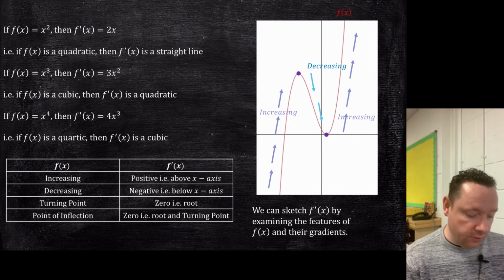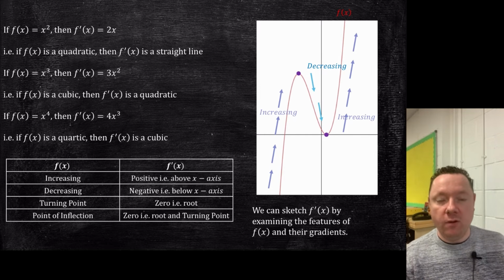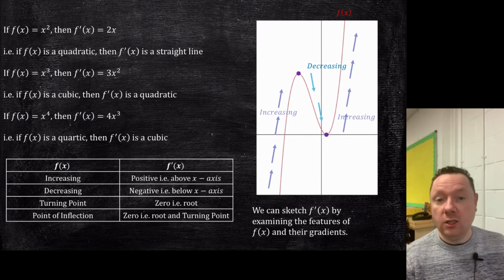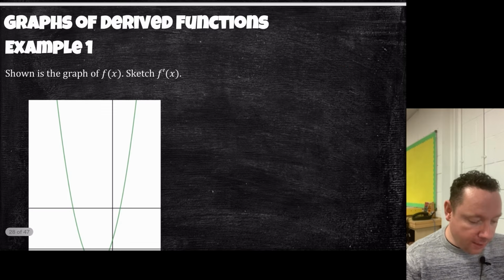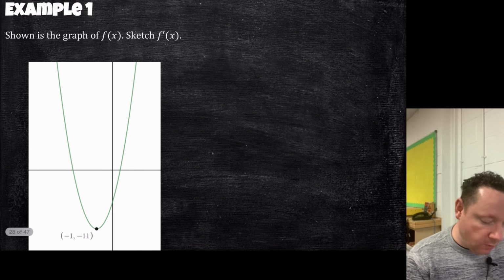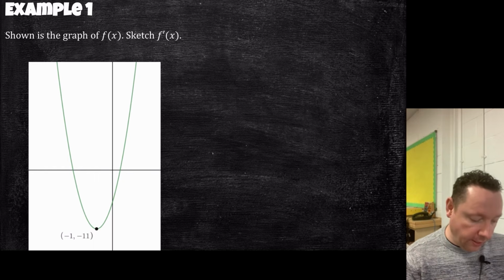At a turning point, obviously the derivative is 0, so that's a root. It's on the x-axis. Similarly, a point of inflection is a turning point, so the derivative is 0, which means it's a root. It's on the x-axis and a turning point. Example 1 says, shown is the graph of f of x, sketch f dash x. So I know that that is a parabola, so I'm expecting a straight line.